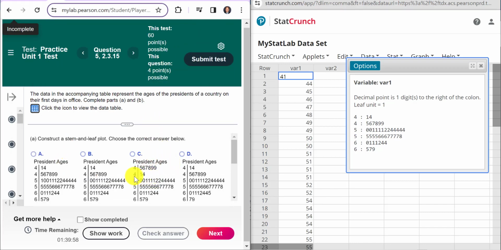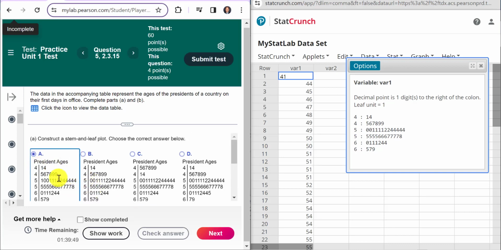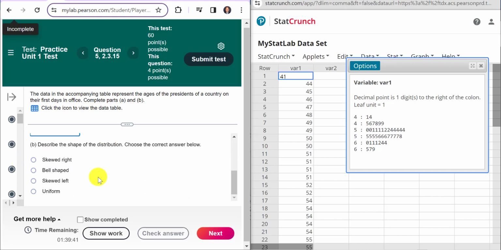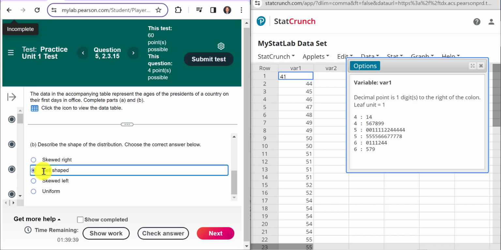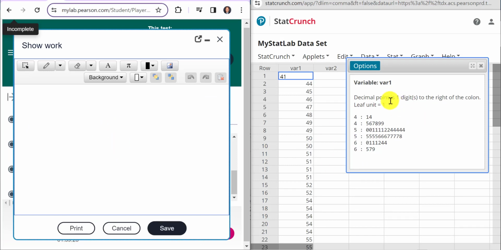So let's see here. The one that looks most like it looks definitely like A. And then it says, describe the shape of the distribution. So we can see it looks pretty symmetric. One mound, so it's unimodal. I would say it's bell-shaped. Yeah, for sure. It's unimodal with a mound in the middle, so it's not skewed. And then for show work, you want to have a picture of this.